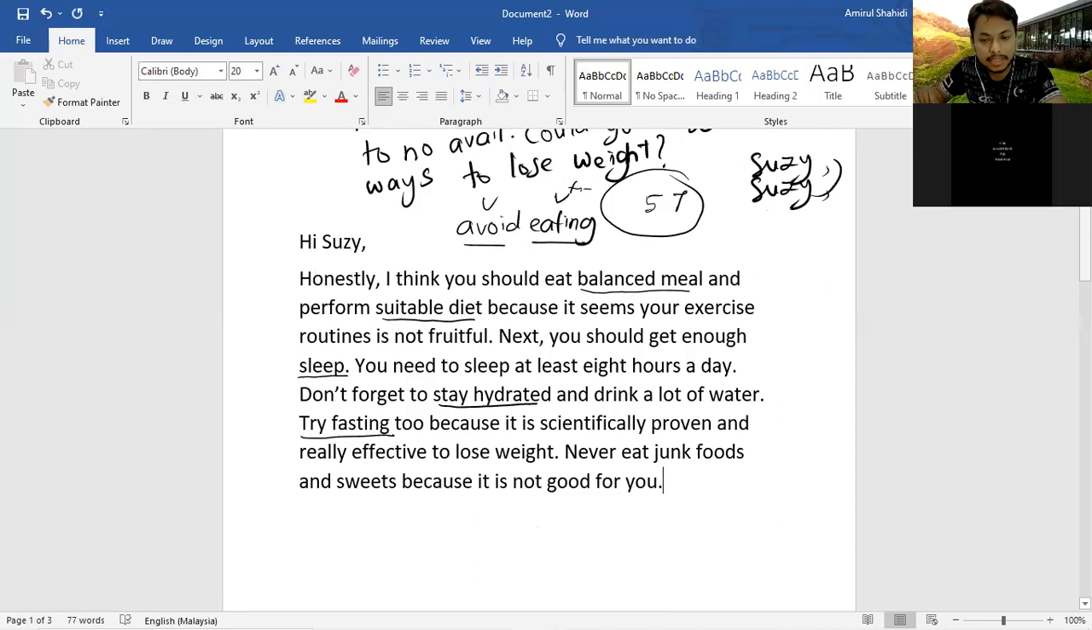Okay, dah lima dah isi kat situ. Apa lagi? Apa lagi isi kita boleh buat?